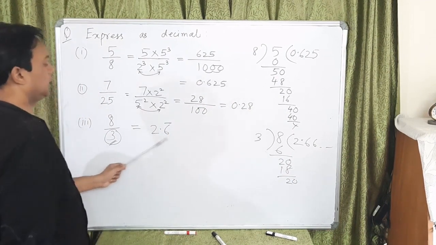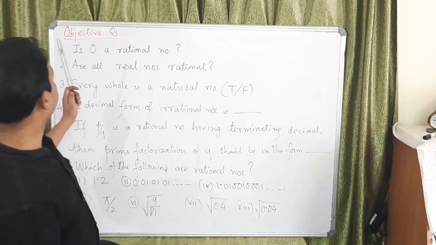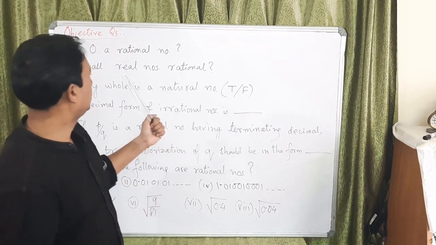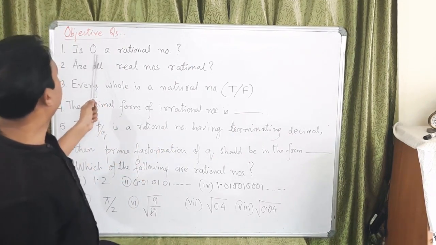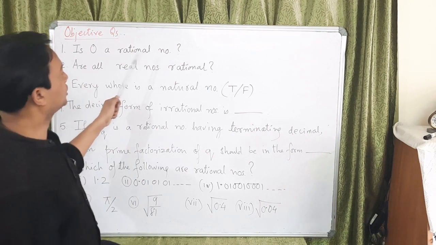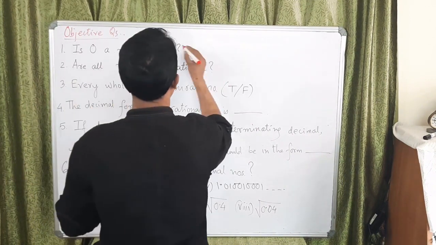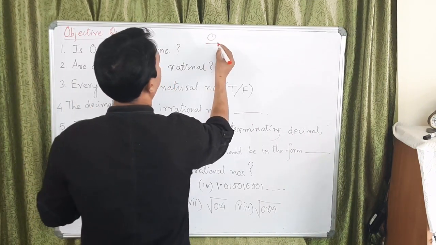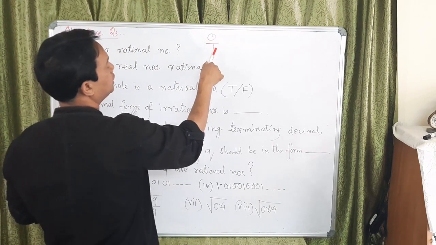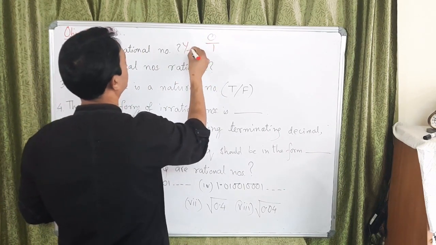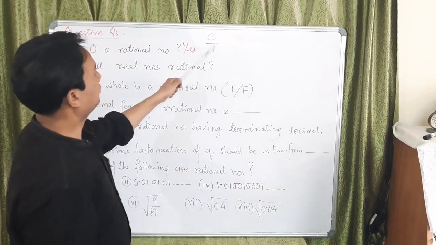6 is repeating. Let's look at some very important objective questions based on whatever we have learned so far. First one, is 0 a rational number? This is a very common question. 0 is a rational number because we can write it as 0 by 1. So we have integer by integer. So yes, it is a rational number.